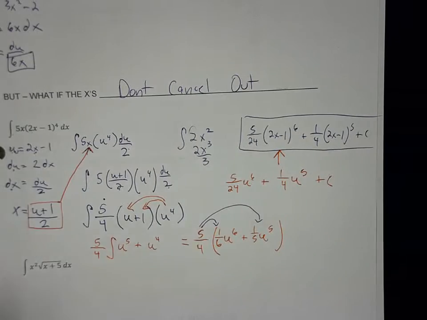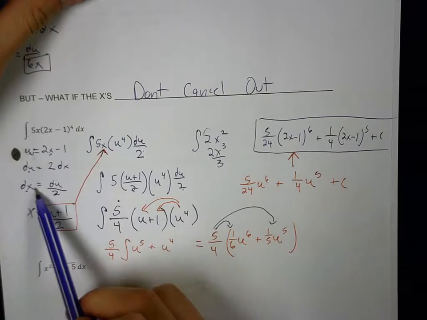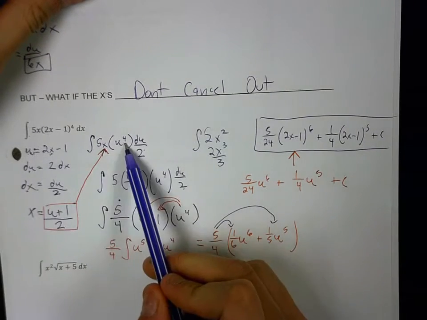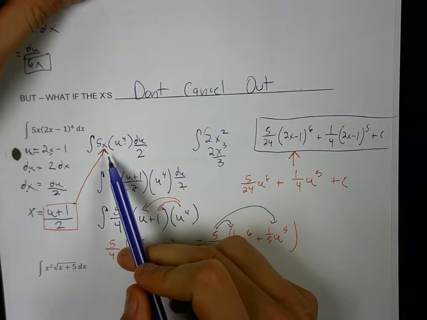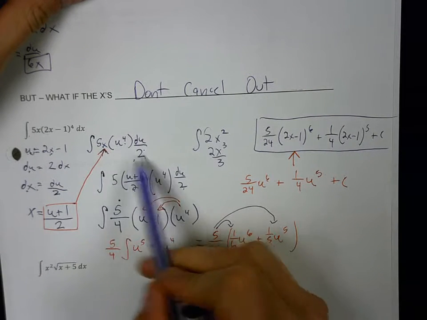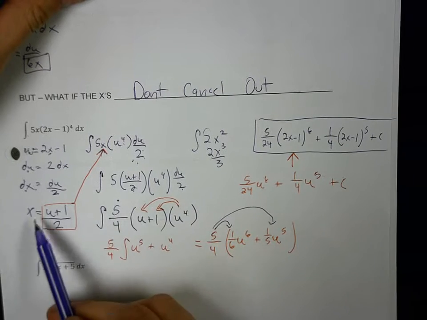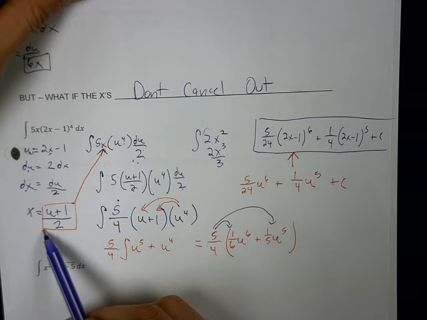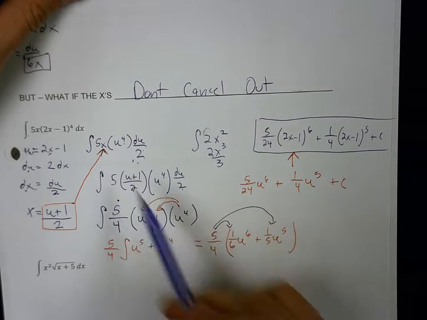So let me recap this. Everything the same to start. But the minute that you see that these x terms don't cancel out, then you know, hey, I need to go isolate x, and I need to replug that in and go from there. Okay?